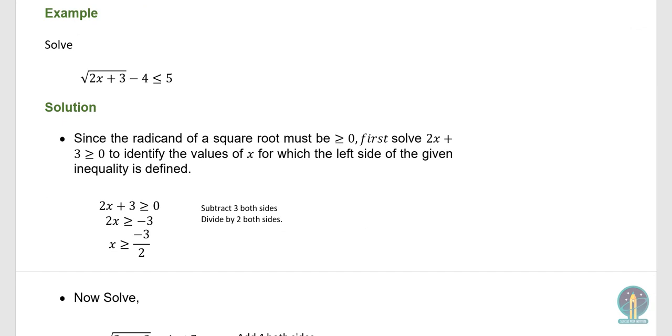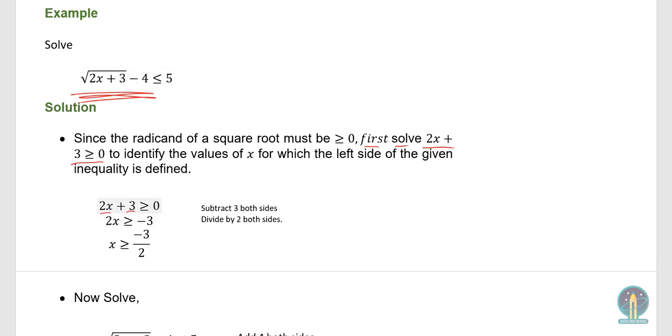We need to solve the square root of 2x plus 3, minus 4, is less than or equal to 5. Since the radicand of a square root must be greater than or equal to 0, first solve 2x plus 3 greater than or equal to 0 to identify the values of x for which the left side of this inequality is defined. Because if we had a negative number under the square root, this would not be defined; you would get an imaginary number, but it has to be real for us to find real solutions of the inequality.